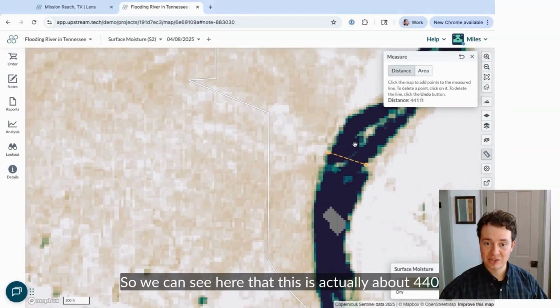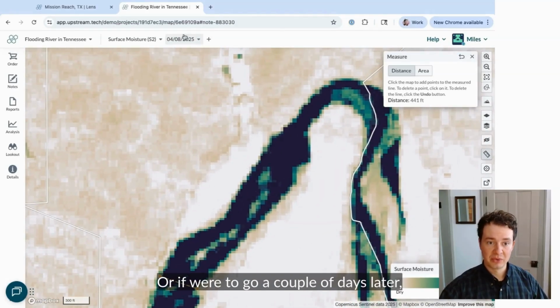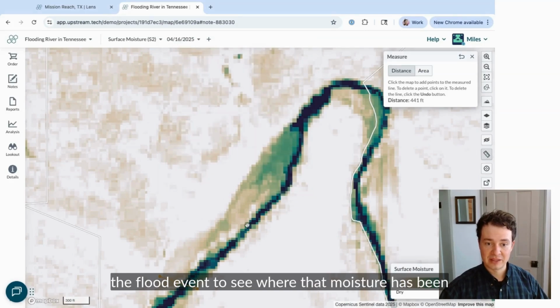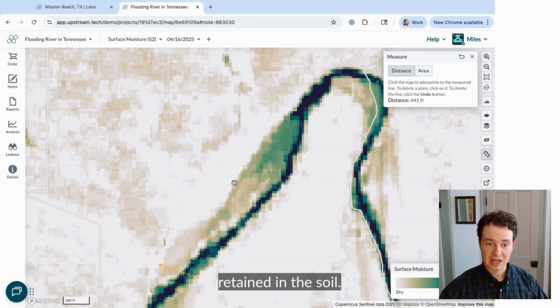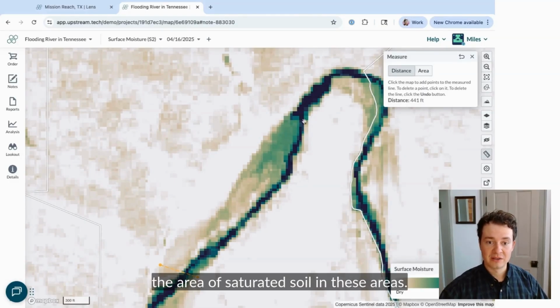So we can see here that this is actually about 440 feet across. Or if we were to go a couple days later, we could see what this property looks like even after the flood event to see where that moisture has been retained in the soil. And we can also use that area measure tool to measure the area of saturated soil in these areas.